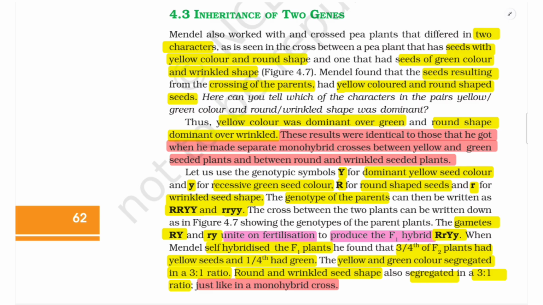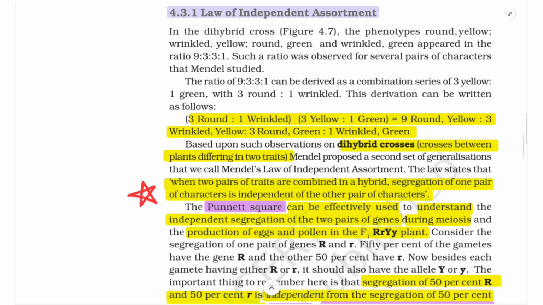The gametes capital R capital Y and small r small y unite on fertilization to produce the F1 hybrid capital R small r, capital Y small y. When Mendel self-hybridized the F1 plants, he found that 3/4 of the F2 plants had yellow seeds and 1/4 had green seeds. The yellow and green colors segregated in a ratio 3:1. Round and wrinkled seed shape also segregated in a 3:1 ratio, just like in a monohybrid cross.